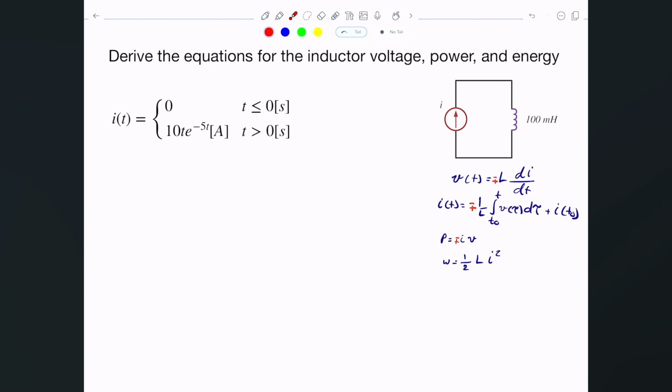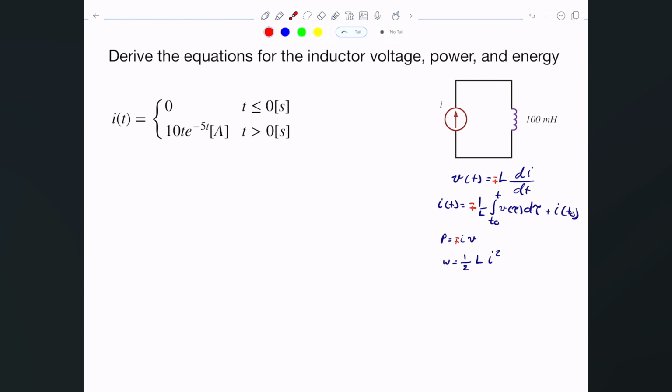If we take e to the negative 5t out, we end up with 1 minus 5t. So we write e to the negative 5t times (1 minus 5t) for t greater than 0 seconds, and that will be in volts. It's just a simple derivative. So we figured out what the voltage is.